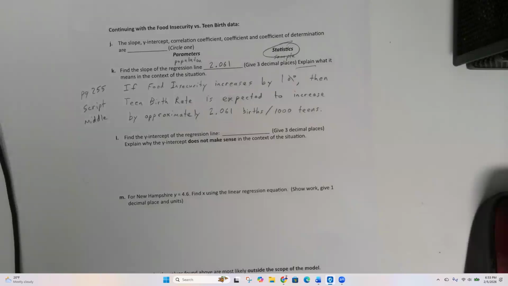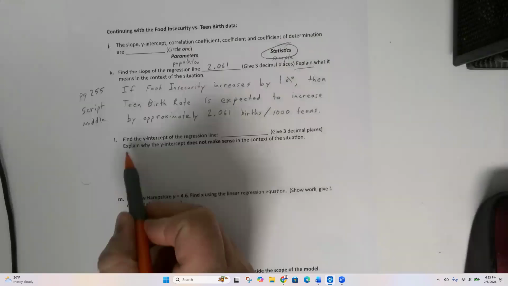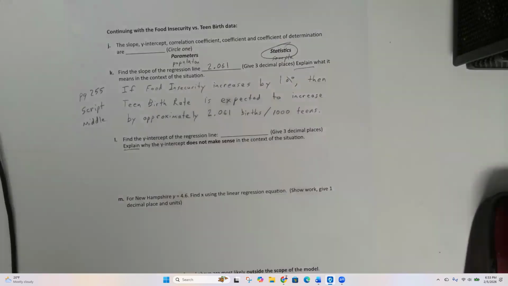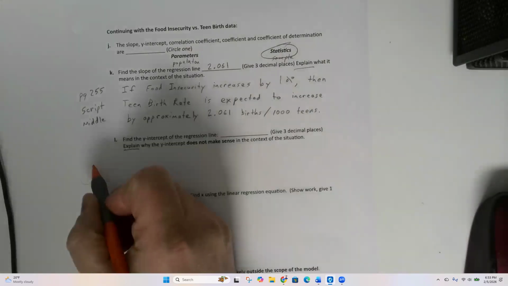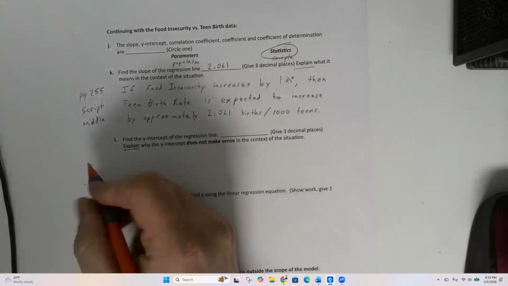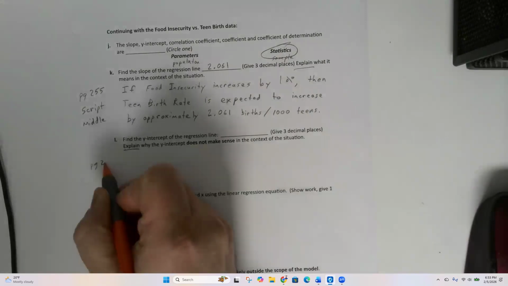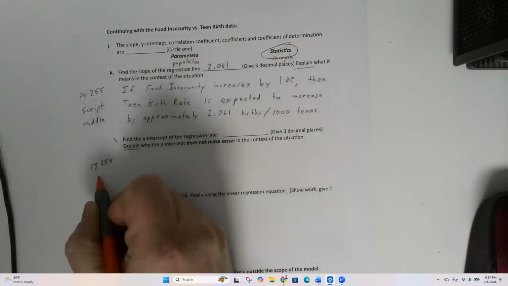Find the y-intercept of the regression line and give 3 decimal places. Explain why the y-intercept does not make sense in the context of the situation. So this also has a script. Page 255. There's a script there.